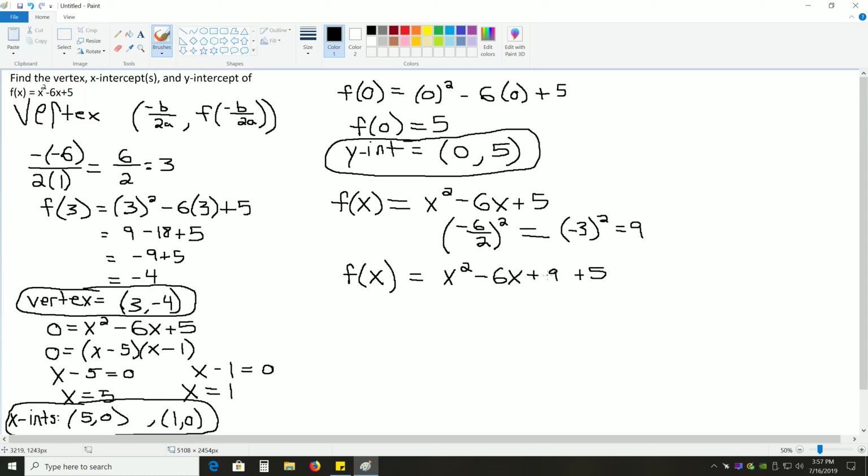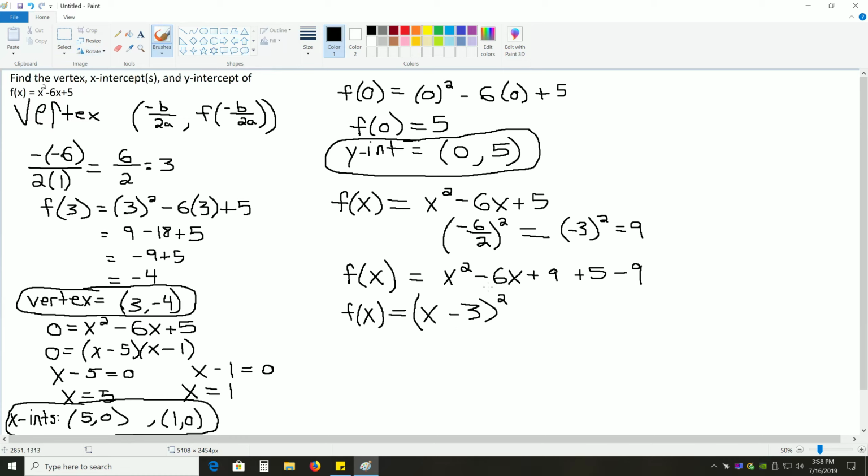So in order to correct for the fact that we've added 9 to the problem, at the very end we have to subtract 9, as 9 minus 9 will give us 0. So we end up with f of x equals x squared minus 6x plus 9. That's going to simplify down to x minus 3 quantity squared.